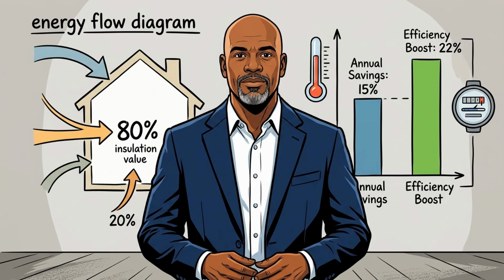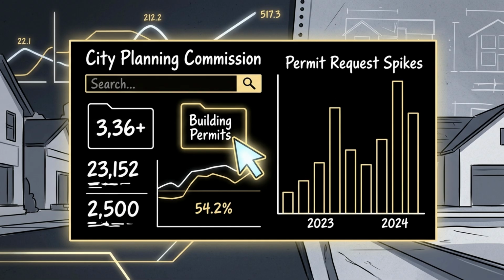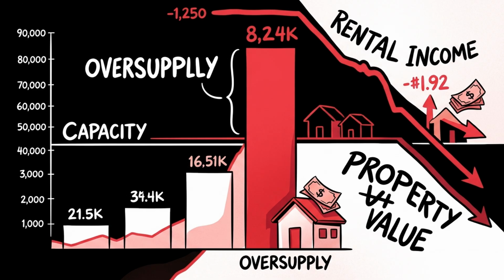Ever wonder why some investors seem to always find the next boomtown before anyone else? It is usually because they are watching the permit office. Check the local city planning commission's website for building permits. If you see a massive spike in new construction permits, that means the supply is about to skyrocket in the next 2 years. Too much supply coming on all at once can crush your ability to raise rents or maintain property values.